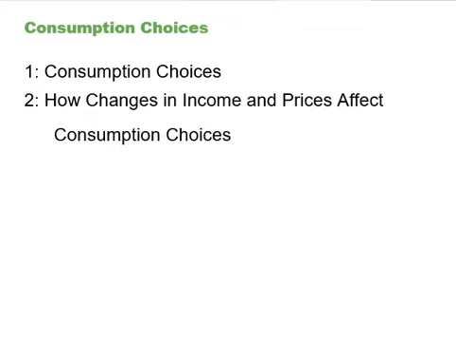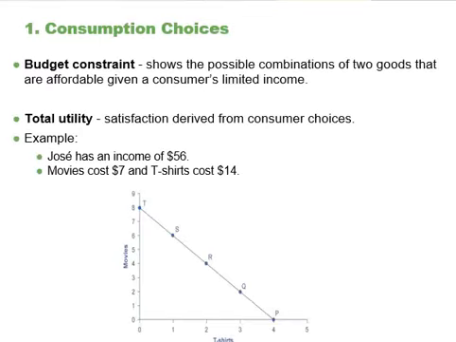This chapter focuses on how consumers make choices about what goods and services to buy with their limited income. People's income puts a boundary on what they could buy. The possible combinations of two goods that are affordable given a consumer's limited income is called a budget constraint. The slope of a budget constraint is the price ratio of two products or services. The satisfaction derived from consumer choices is called total utility.